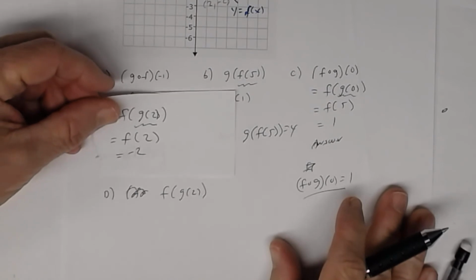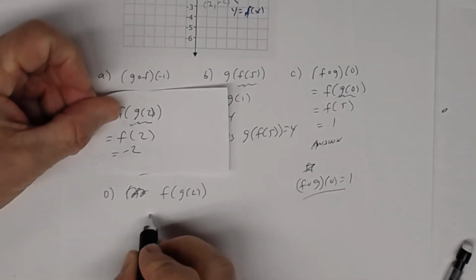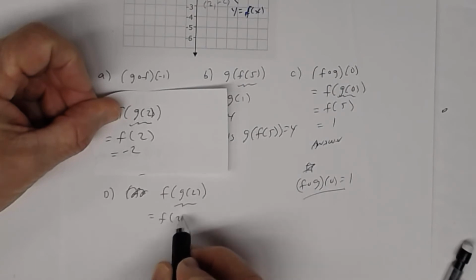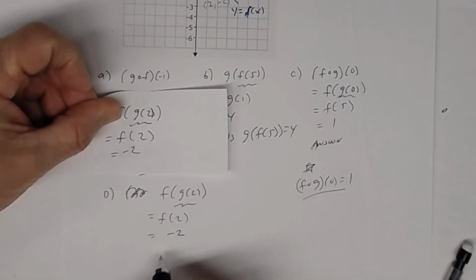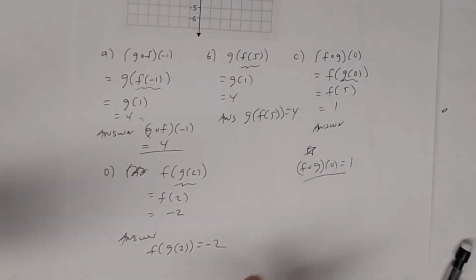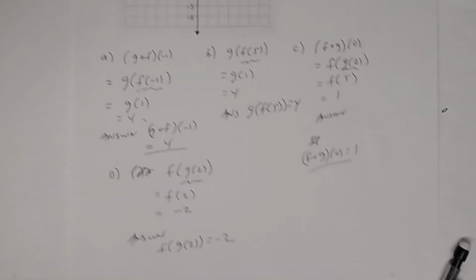So let's go ahead and rewrite that over. Remember, g of 2 was 2, so that becomes f of 2. And we found f of 2 to be negative 2. And so therefore your answer, you're going to say f of g of 2 is equal to negative 2. Okay? All right, and let's do one more.